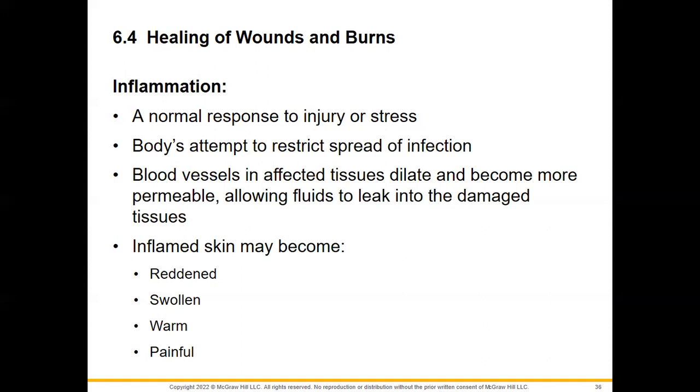That inflamed skin will become reddened because of the increased blood flow due to the vasodilation. The area will become swollen because of the increased fluid that leaked into it. It will become warm because of the increased blood flow to the area. And the area can become painful because you now have more fluid in an area that typically didn't have it before, along with all those cells being activated to do the job they're now trying to do.